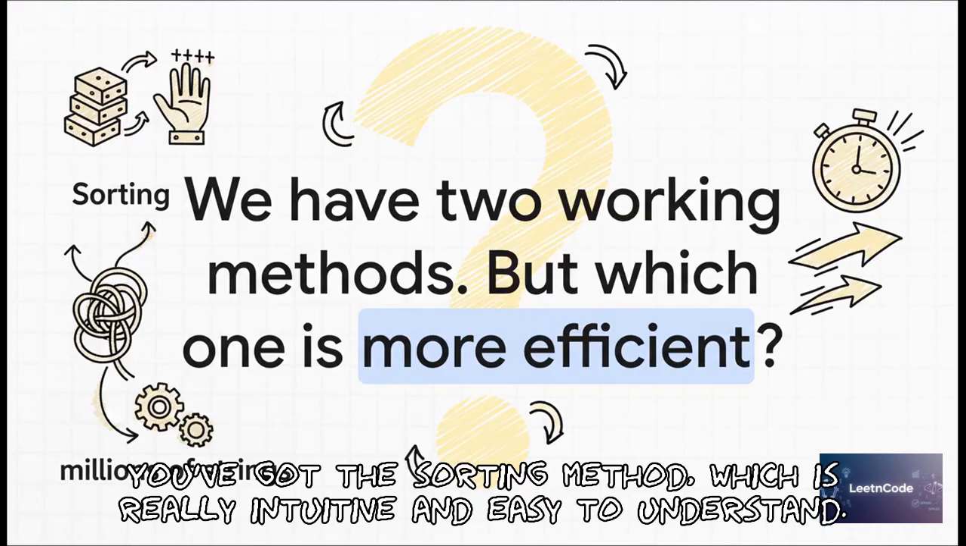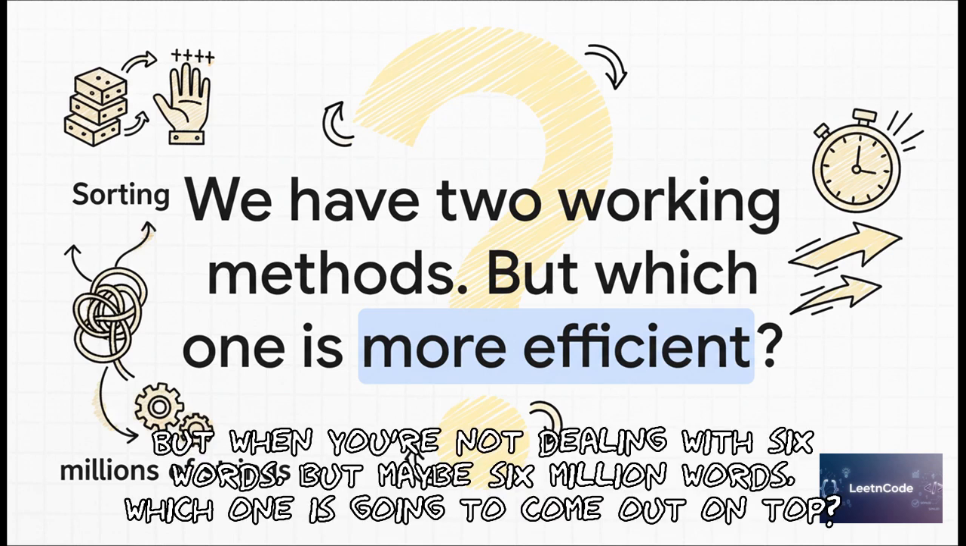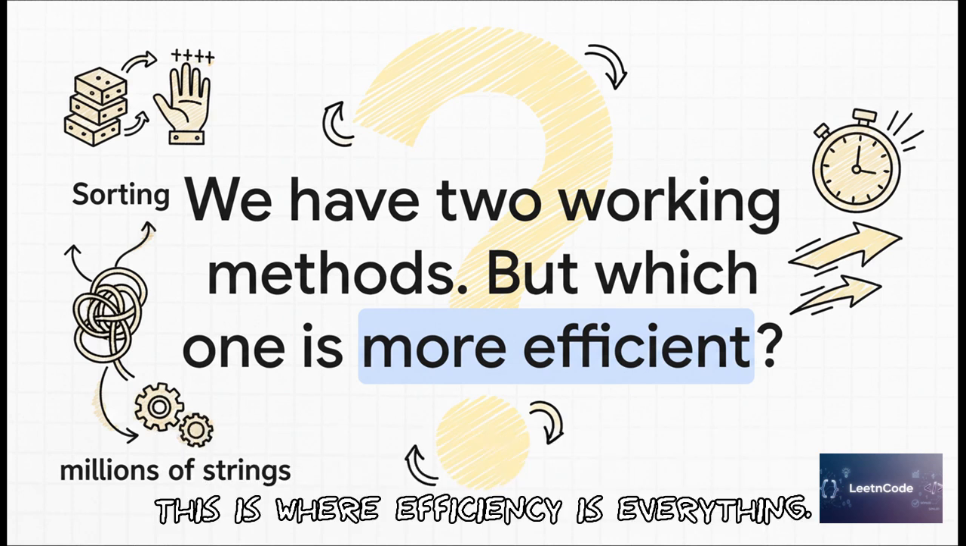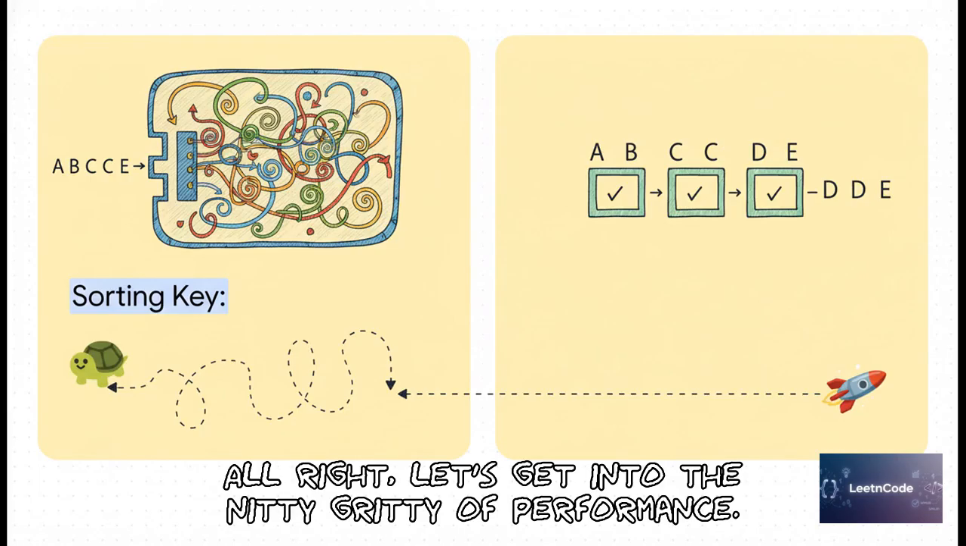You've got the sorting method, which is really intuitive and easy to understand. And then you've got the counting method, which is a bit more clever. But when you're not dealing with 6 words, but maybe 6 million words, which one is going to come out on top? This is where efficiency is everything. Let's find out. All right, let's get into the nitty-gritty of performance.